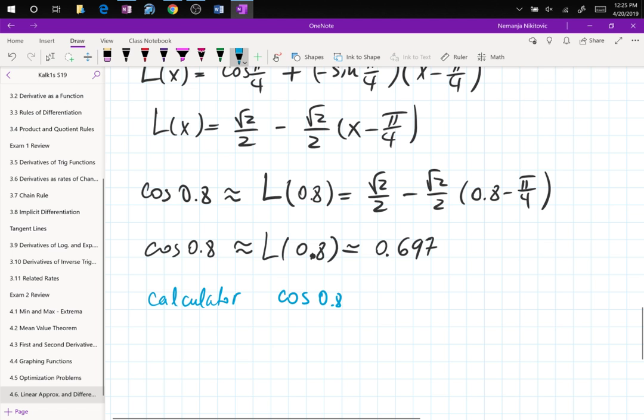So cosine of 0.8 is pretty much the same. If I round it, going back to the decimal, the previous decimal was 77. Okay, so 6969 on the calculation, and this is 6967. So you see that the first 3 digits match, and then there is a 2 off. So these methods are really good. Really good.